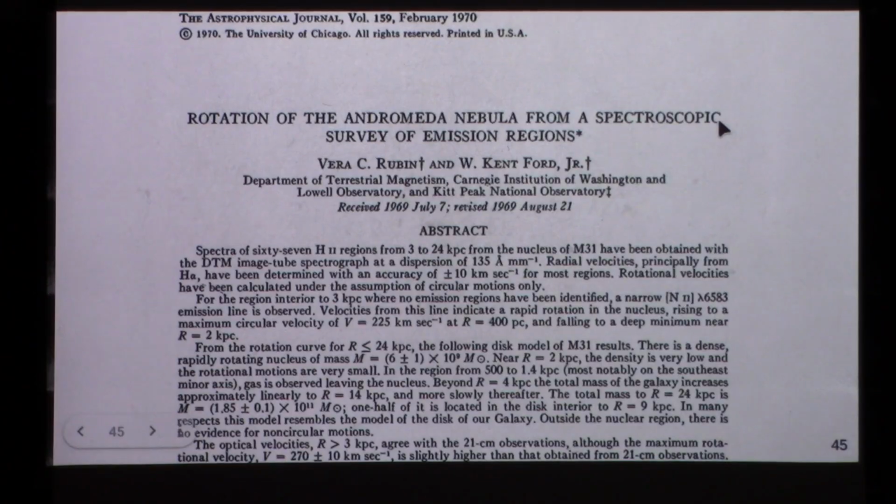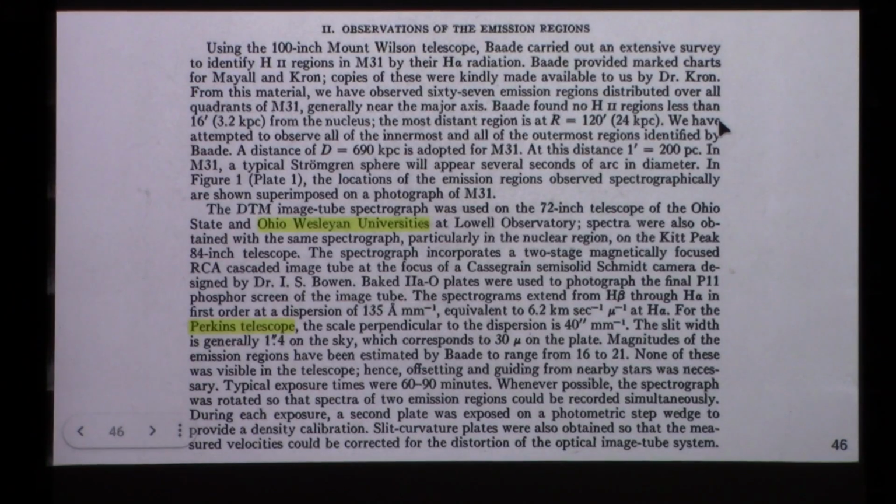was still, in 1970, when this paper was published, often still called the Andromeda Nebula, right, with the idea of it's just a nebula within our own galaxy. Everybody knew it wasn't a nebula, but still, spiral galaxies were often called spiral nebulae, long after they were known to be galaxies. Rotation of the Andromeda Nebula from a spectroscopic survey of emission regions.